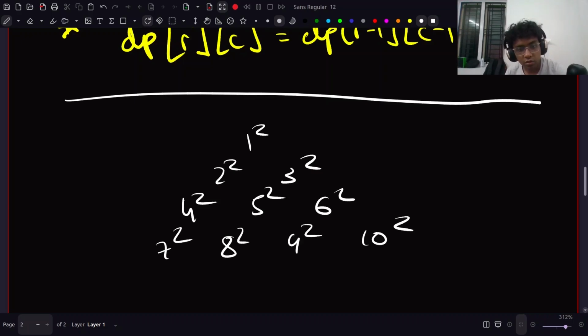8 square, 9 square, 10 square, 11 square, 12 square, 13 square, 14 square, 15 square.